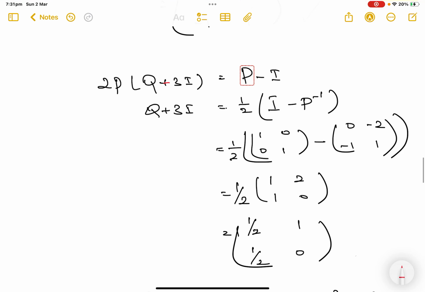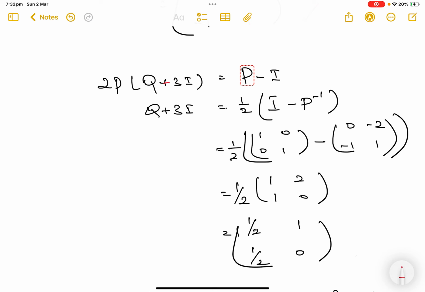I just want to bring the 2 over by dividing by 2. Keep the 2P on the cross multiplication, so it's half, and dividing by P gives you the identity matrix. It's a matrix, not just one number, so it's a 2 by 2 or 3 by 3, whatever, identity matrix. Minus the identity matrix, and dividing by P becomes P inverse. Just imagine it's 1 times 1 over P, that is P to the power minus 1, the inverse of P.